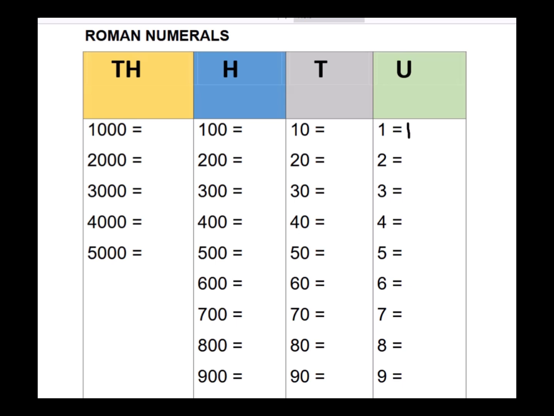Roman numeral 2, that will be II. Roman numeral 3, we have III. Roman numeral 4, that is IV. Roman numeral 5, that is V. Roman numeral 6, that is VI. Roman numeral 7, that is VII.